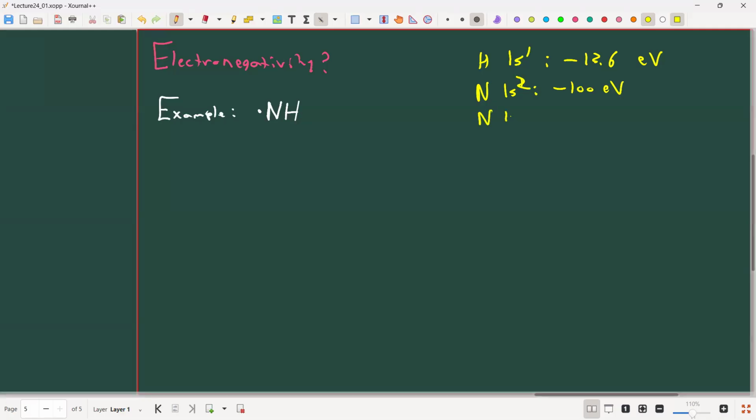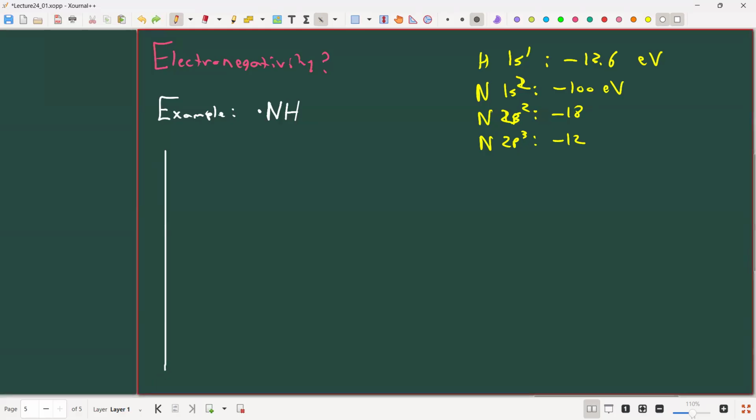Nitrogen 2s2 is at minus 18. And the nitrogen 2p3 is at minus 12. So let's think about how N and H will combine. The 1s orbital of nitrogen has nothing to do with anything. It's just sitting by itself at the bottom. There's no mixing. There's not even another 1s core orbital for it to mix with.